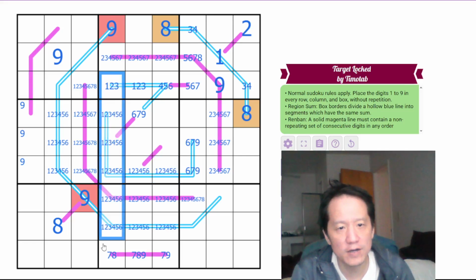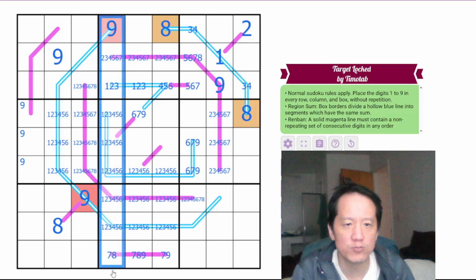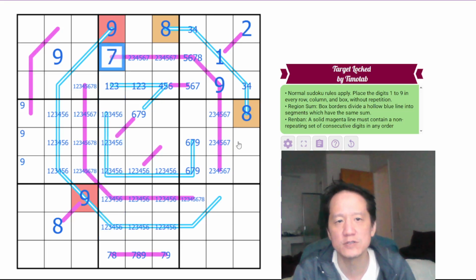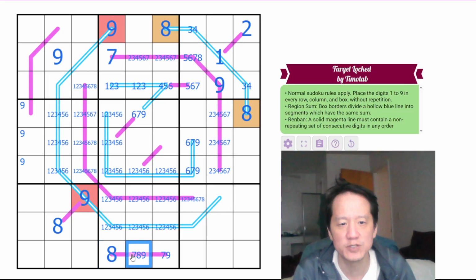We have a sextuplet in column 4, which has to contain 1, 2, 3, 4, 5, and 6, which eliminates 1 through 6 elsewhere in the column. This can't be 2 through 6, so this must be 7. This can't be 7, so this must be 8, which means this can't be 8.